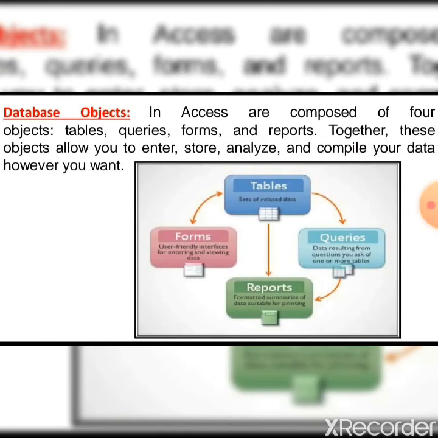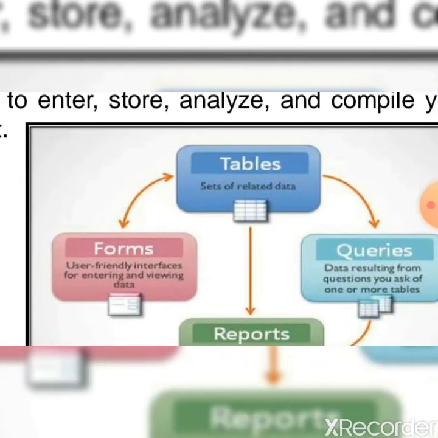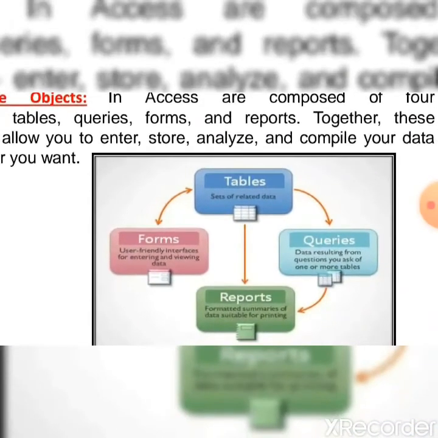Database objects. Databases in Access are composed of four objects: tables, queries, forms, and reports. Together, these objects allow you to enter, store, analyze, and compile your data however you want. In this diagram, you can see four objects of database: table, form, query, and report. In this chapter, we will learn about the table object.